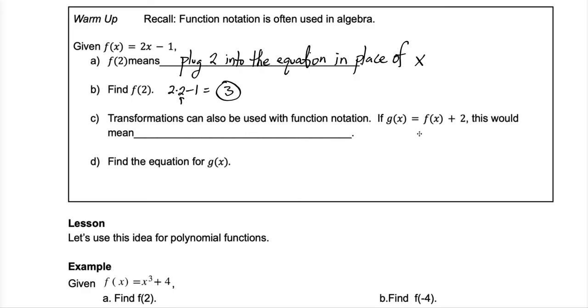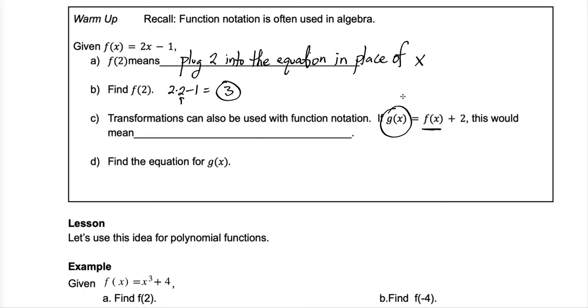Does anybody know how to explain that? Okay. See, you guys are all trying to fight each other to answer. What we're going to do is take whatever equation f of x is, add 2 onto that, and that's going to be known as the new equation. So you're basically giving it a different label because it's a different equation. That's all this notation says.